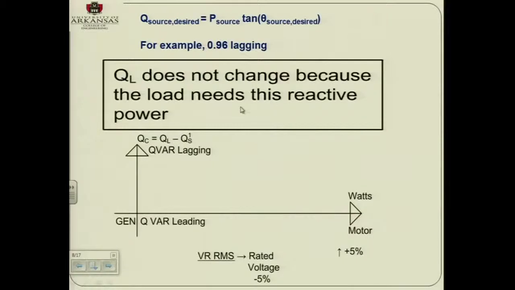Now, QL doesn't change because the load needs this reactive power. If you want a different source power, let's say I don't want unity, I want 0.96 lagging. You always want lagging. Then the Q source desired, that's what I want, I want the source to have 0.96 lagging. It's going to be equal to P source, which is the load power, times the tangent of the angle that I desire. So I have to get the angle corresponding to 0.96.